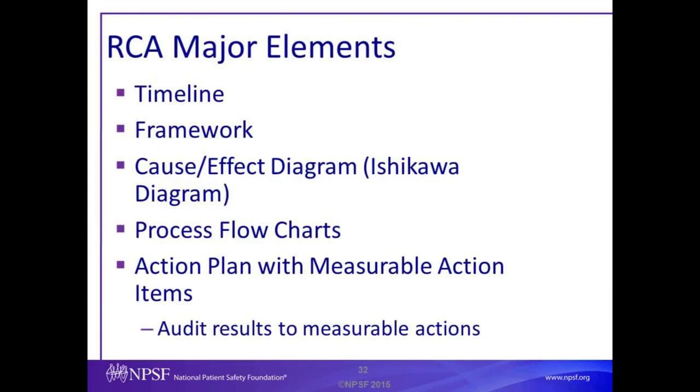The major elements of an RCA are a timeline, the framework, the cause and effect Ishikawa diagram or fishbone, and the process flow documents, of which there are 3. The 3 documents are what happened, what should have happened, and what are you doing to fix it.